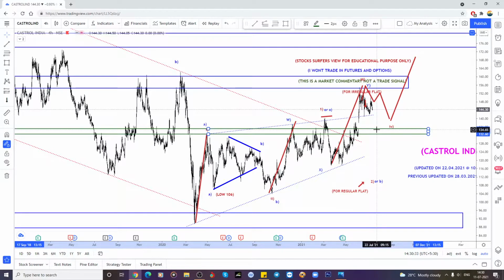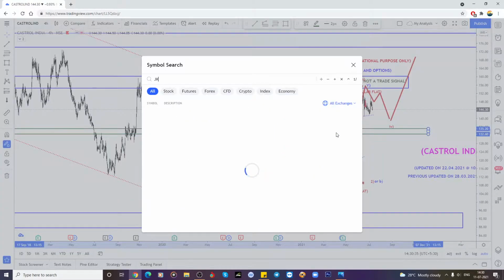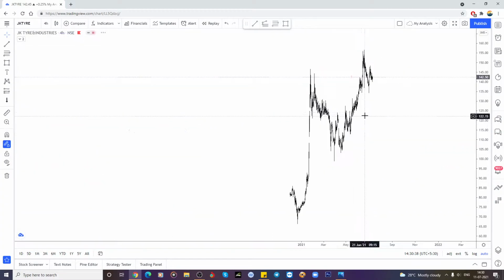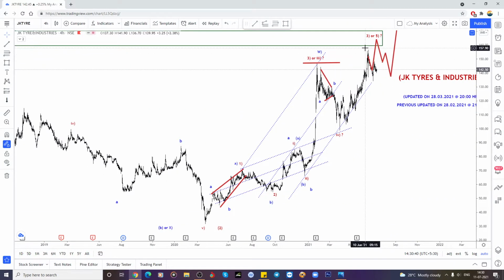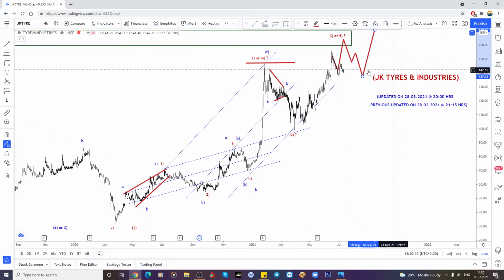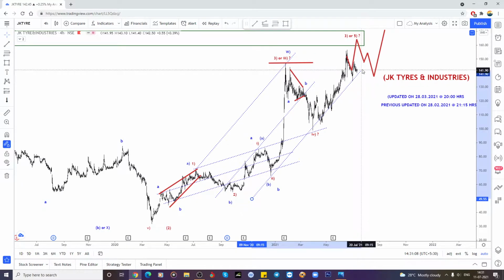So next is JK Tire. See, it did what I expected. This is the fourth, fifth, so one more wave to the upper side for the third to complete 1, 2, 3, 4 and 5. So there is no change here, and it's already broken the high. So it could be the end of the trend also here. So 1, 2, 3, 4 and 5 is still ahead. Yeah, I think so. Let's see. So there is no change here, it's still bullish.